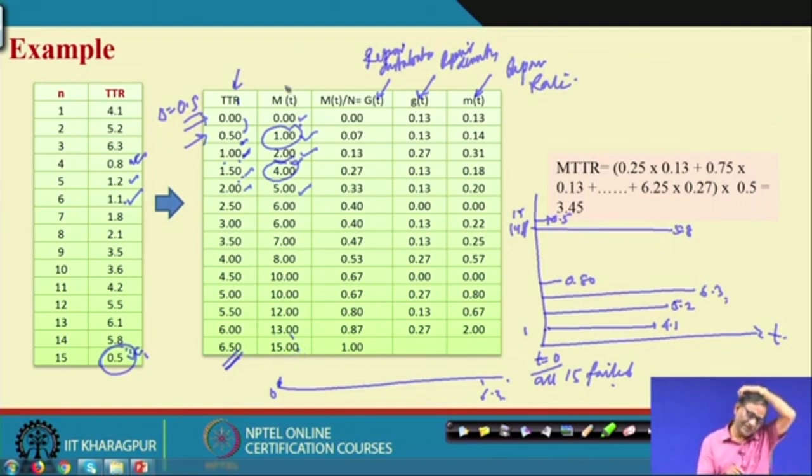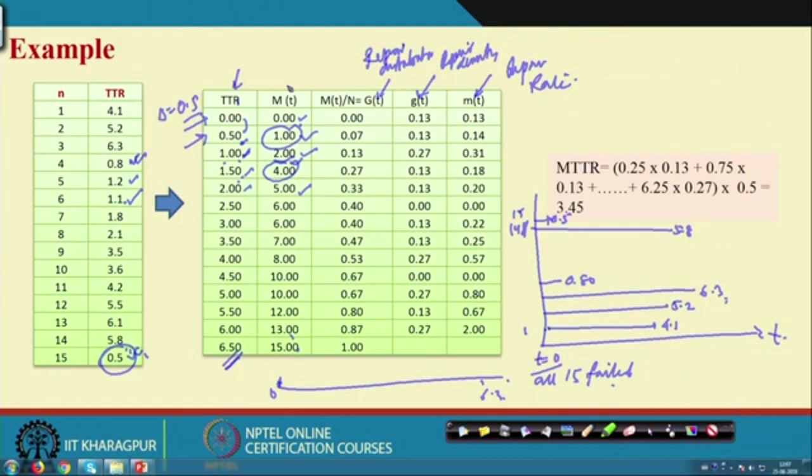Okay. So, this is basically M(t), the cumulative number of repairs. Within time 6.5 units, all 15 components have been repaired. We have not considered anything left unrepaired; we consider that everything put under repair is repaired. Then your repair distribution is M(t) by N, where N is 15, going 0.07, and so on, up to 1.